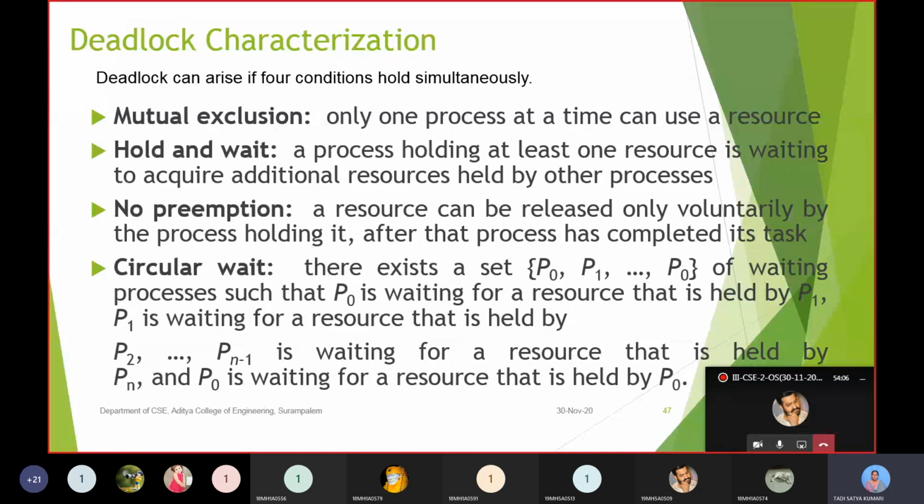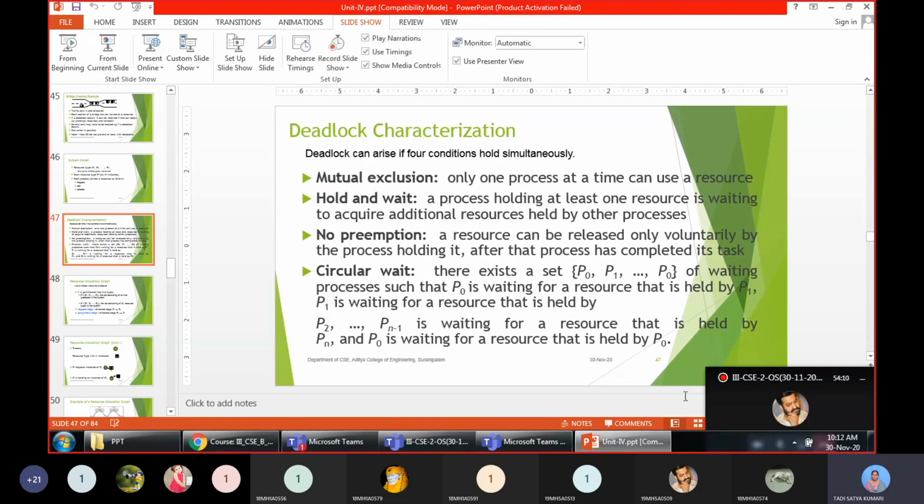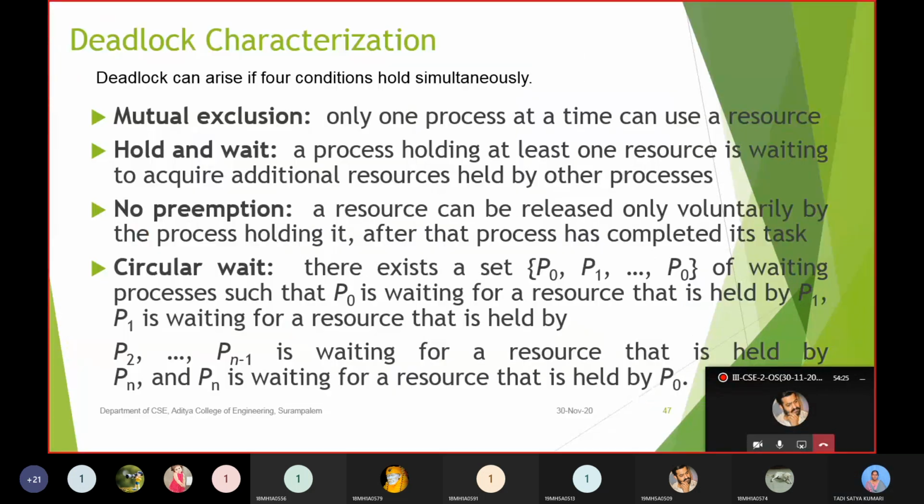Here there is a small mistake. Let me correct it. It's Pn. And the process Pn is waiting for a resource held by the first process, which is P0. So such a circular waiting state is there.